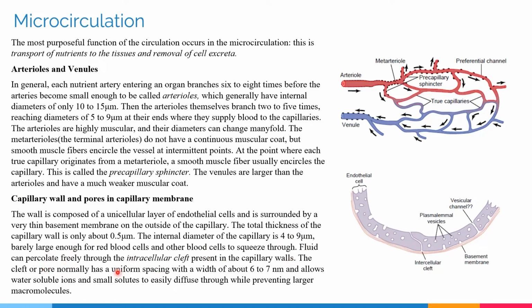Fluid can percolate freely through the intercellular cleft present in the capillary walls. The cleft or pore normally has a uniform spacing with a width of 6 to 7 nanometers and allows water-soluble ions and small solutes to easily diffuse through it into the interstitial space while preventing larger macromolecules.